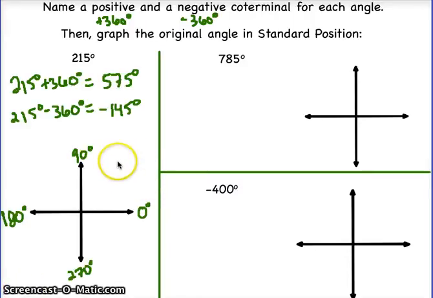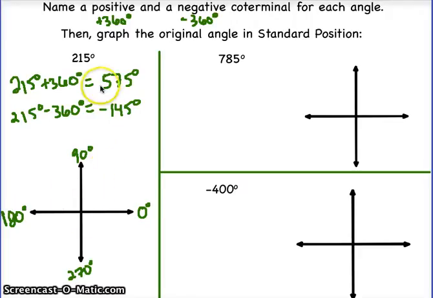Okay, for just the first example, you'll notice I took 215 degrees and added 360. So my 575 is coterminal with 215. And then I also took 215 degrees and subtracted 360, ended up with a negative coterminal angle of negative 145.